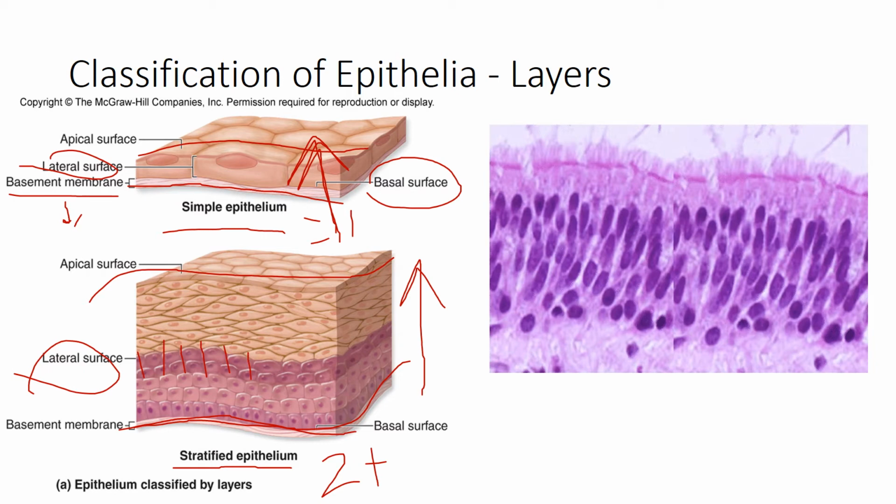Okay, so last what we have here is going to be the pseudostratified. And so the cell nuclei have the appearance of multiple layers, however, they're all attached to one basement membrane. Okay, so not all of these then are going to reach the apical surface.